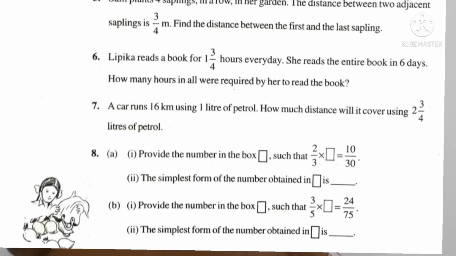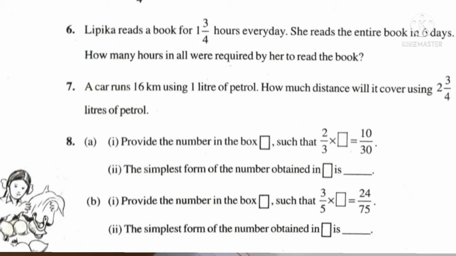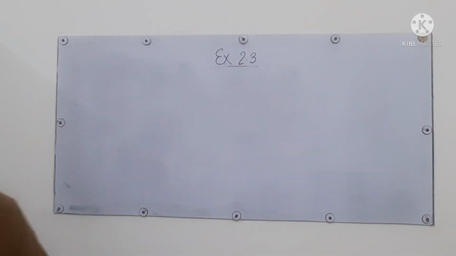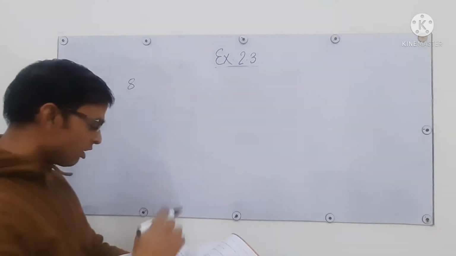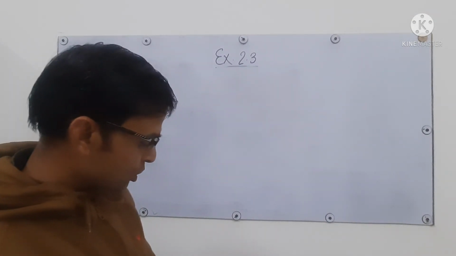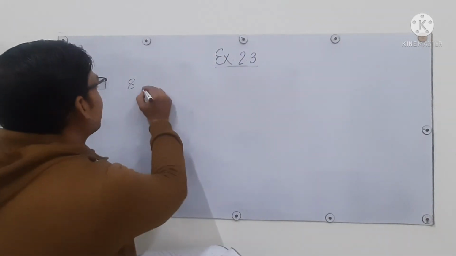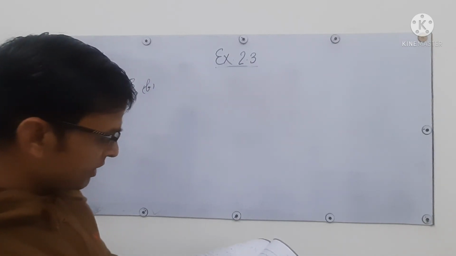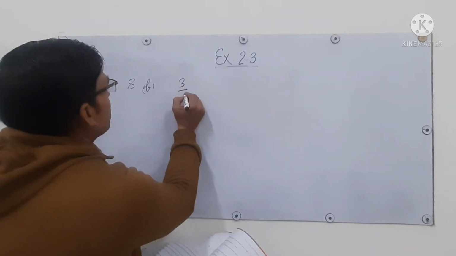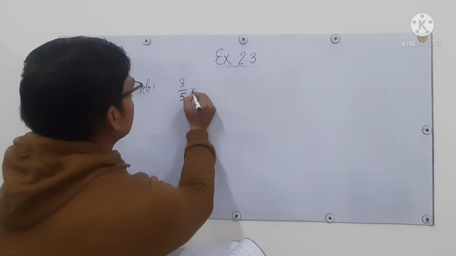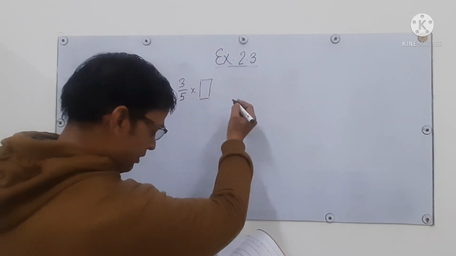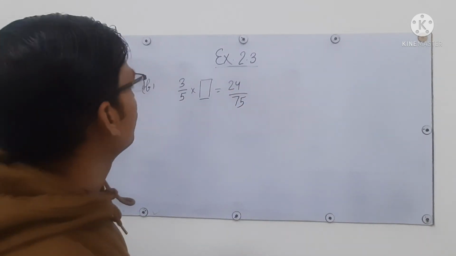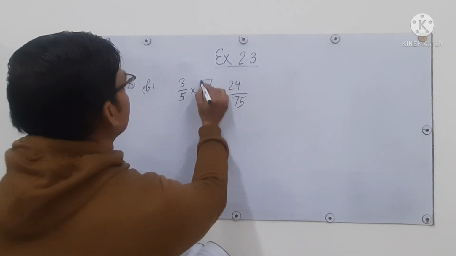So what is question number 8? We have to just find what will come in the box. We will just try to solve it. And here also in the 8th question, I am going to solve its part B only. And part A, you have to solve with your own self. Provide the number in the box such that 3/5 cross the box will be 24/75. So we have to find what will come in the box.